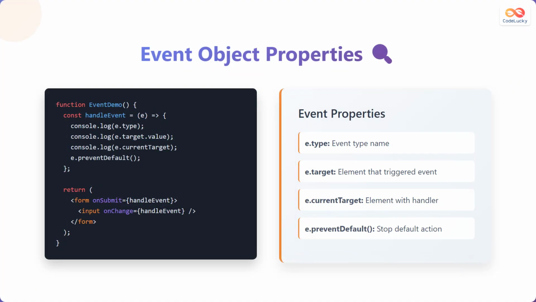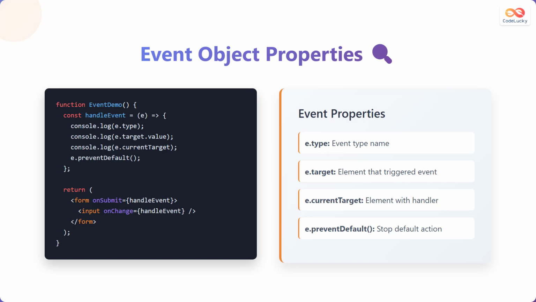Let's discuss event object properties. The event object contains useful information about the event that occurred. Here's an example of an EventDemo component, which has a handleEvent function that logs the event type, target value, and current target to the console. It also prevents the default form submission.